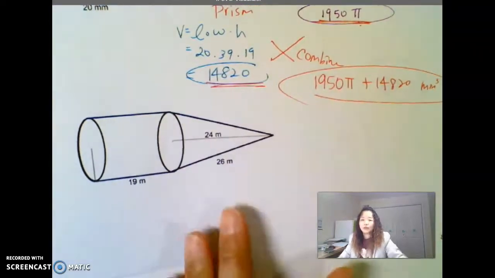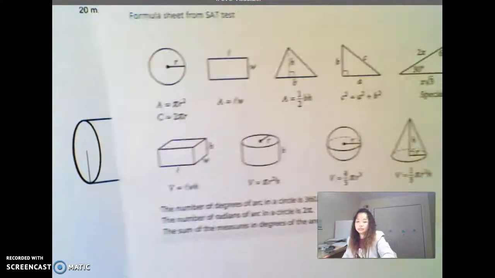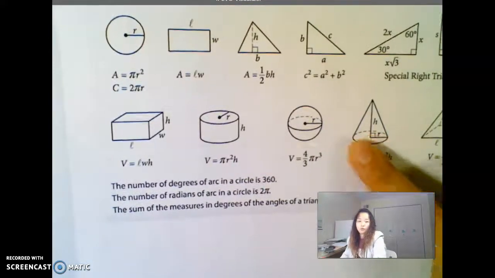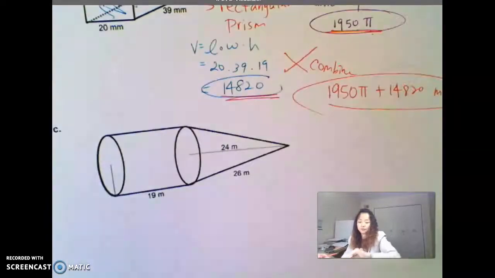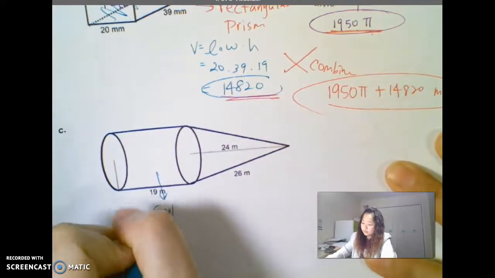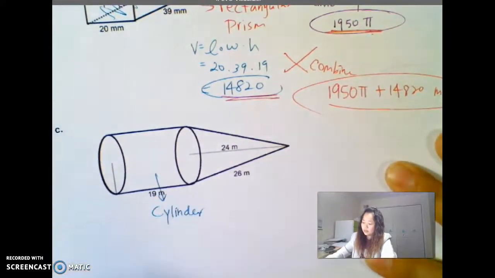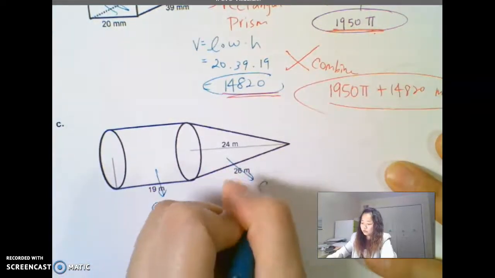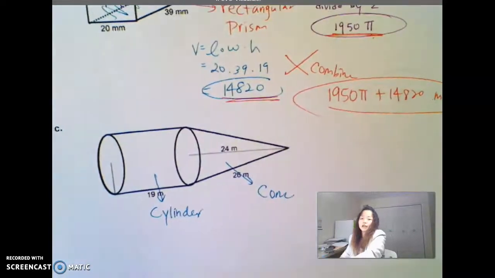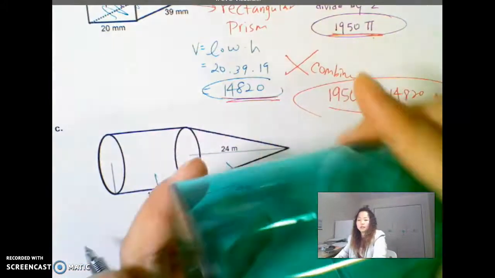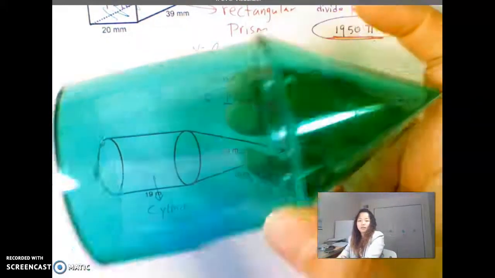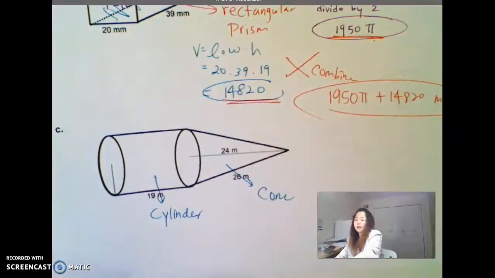Alright, what do we have next? What is this? That looks like a cone and a cylinder. Okay, I can do that. Can you do that? That's a cylinder, the entire cylinder. And that's a cone, an entire cone. So it's almost like a rocket: the entire cone and the entire cylinder. So we're not dividing anything by 2. We just have to use everything the way it is.